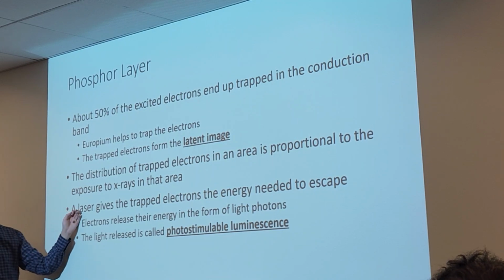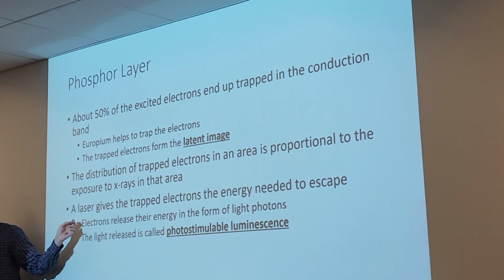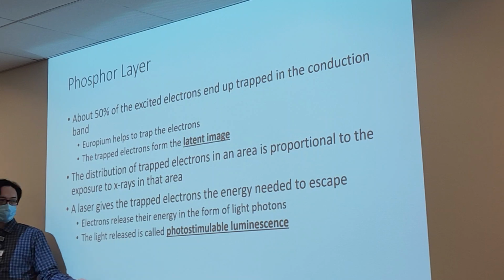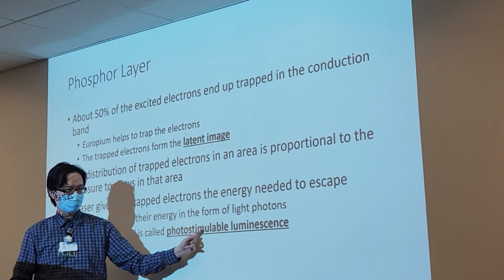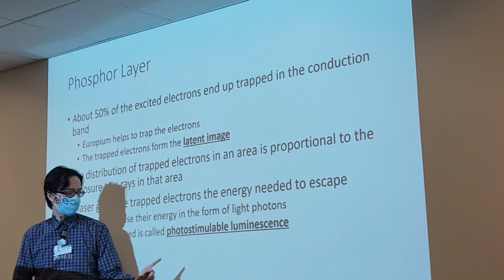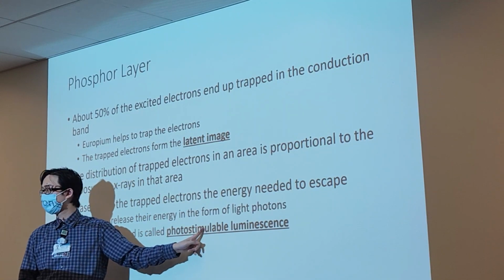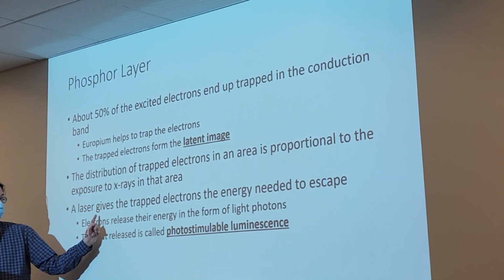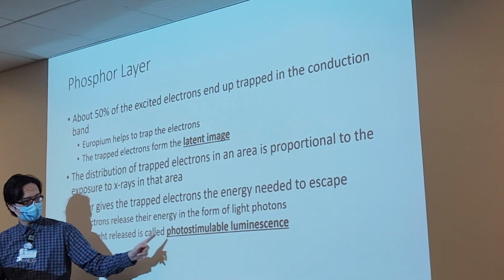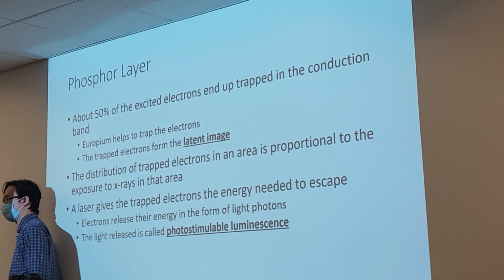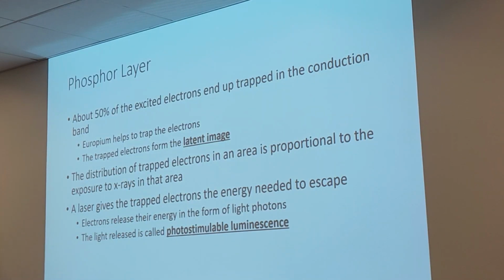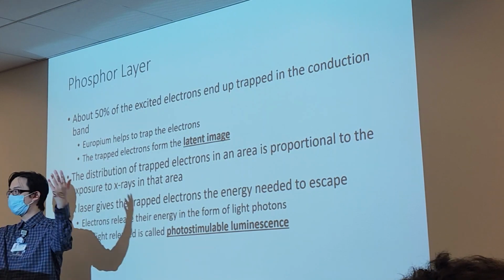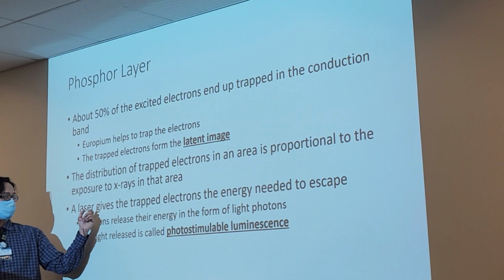The laser is what gives the trapped electrons the energy needed to escape. This light which is given off is called photostimulable luminescence. We already talked about photostimulable, right? Able to be stimulated by light. In this case, the laser. Luminescence, what does that mean? Light. Ability to glow. The emission of light. So the light released is the glow caused by excitation from the laser.